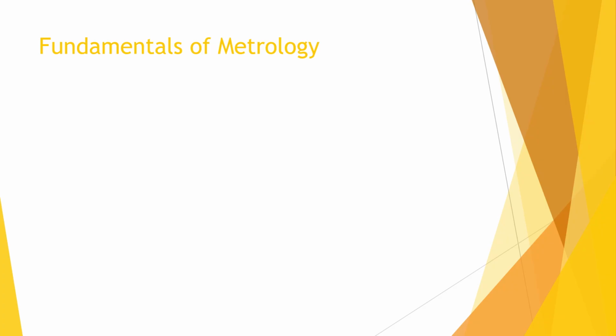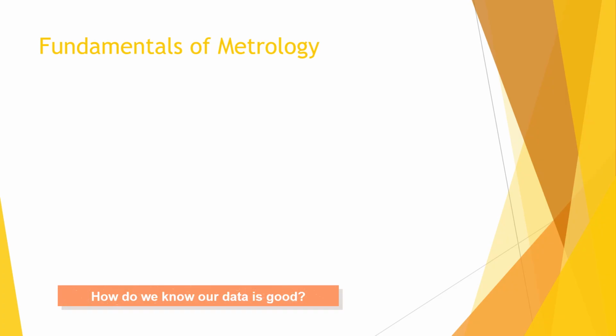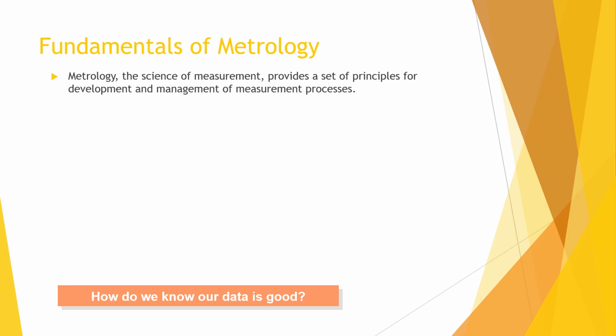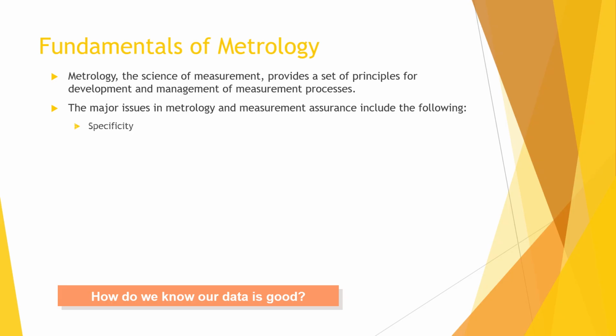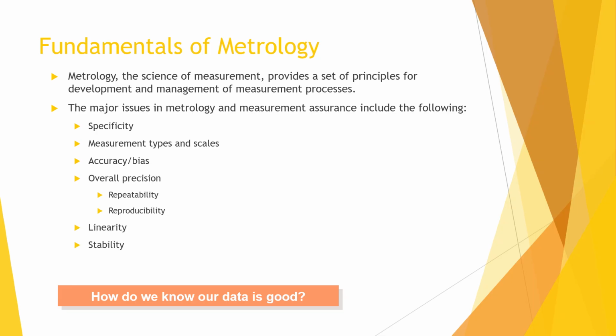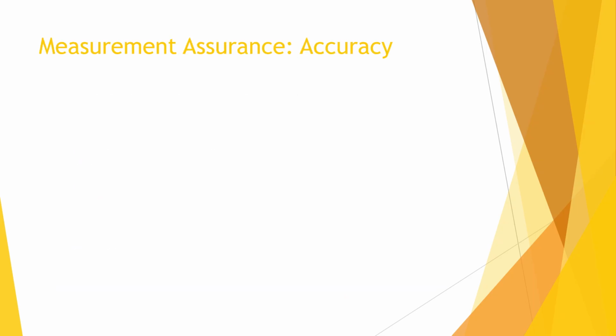Let's look at the fundamentals of metrology. How do we know our data is good? Metrology, the science of measurement, provides a set of principles for development and management of measurement systems. The major issues in metrology and measurement assurance include the following: specificity, measurement types and scales, accuracy/bias, overall precision, repeatability, reproducibility, linearity, stability.